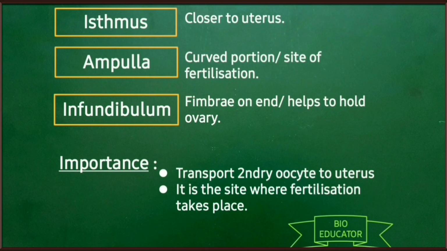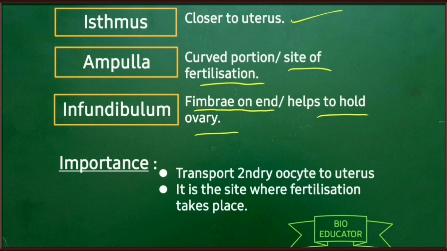The first part is isthmus. It is closer to the uterus. The second one is ampulla. It is the curved part of fallopian tube. It is the most common site of fertilization. And the third part is infundibulum, having fimbriae on its end, which helps to hold the ovary.